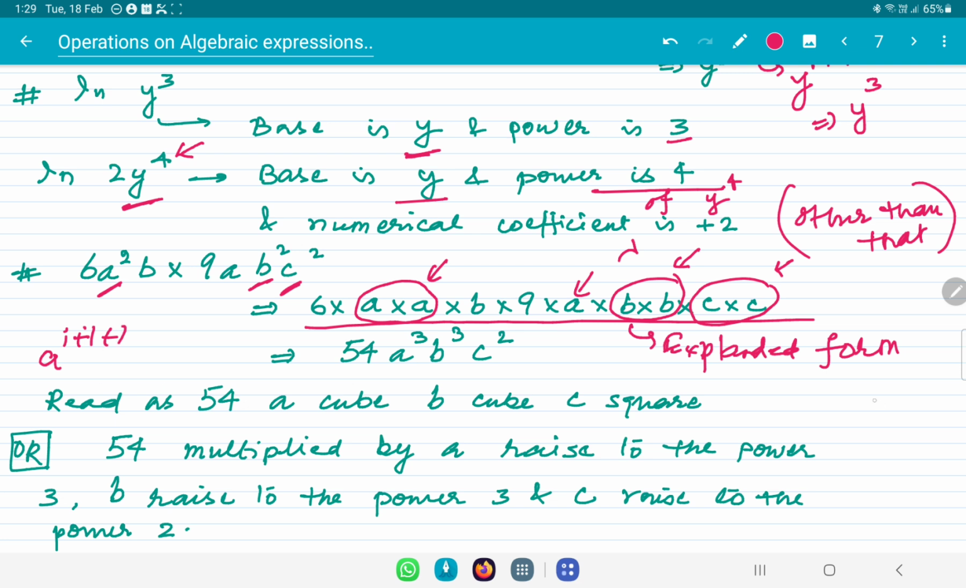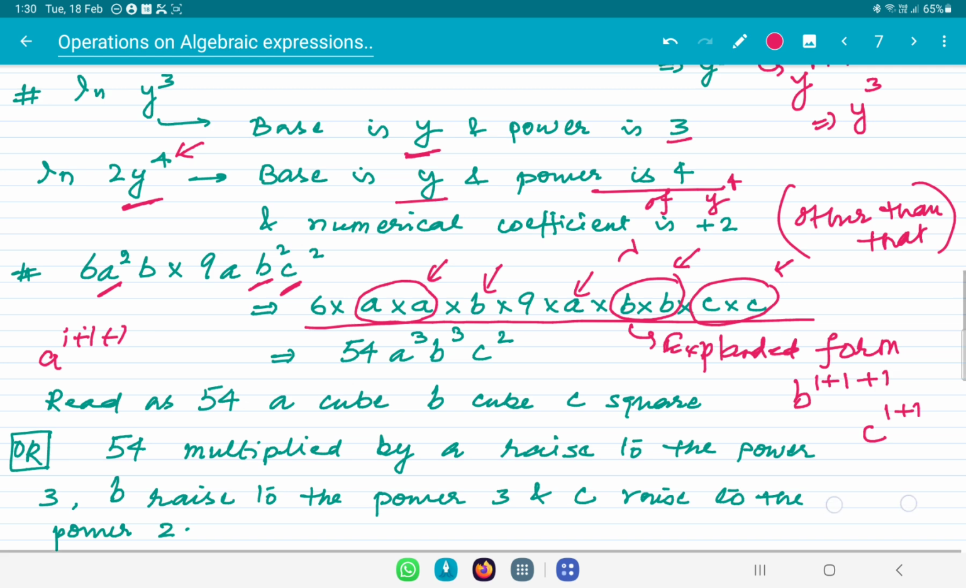Similarly we will do for b into b. So b into b means b raised to the power 1 plus 1. This will become b to the power 1 plus 1 plus 1. Here 1 b is there, so this will become b cube. And for c, 1 plus 1 only, so this will become c square. So final answer will be 54 a cube b cube c square.